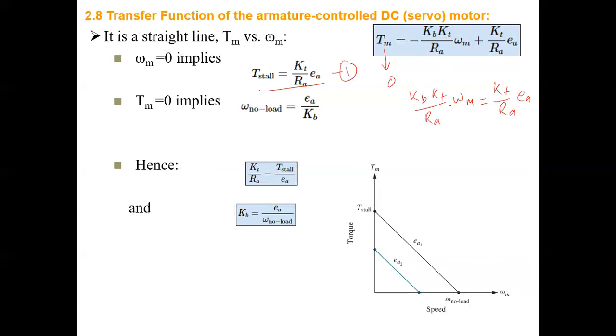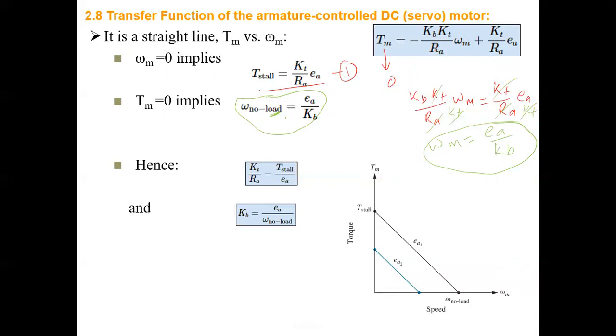Then divide both sides by K_T. K_T and K_T cancel out, right? Is there anything else that cancels out? Okay, R_A cancels out. So what is your omega_M here? E_A over, help me, K_B, right? So that omega is called the no-load omega. No load meaning? No torque, right? So no-torque omega.